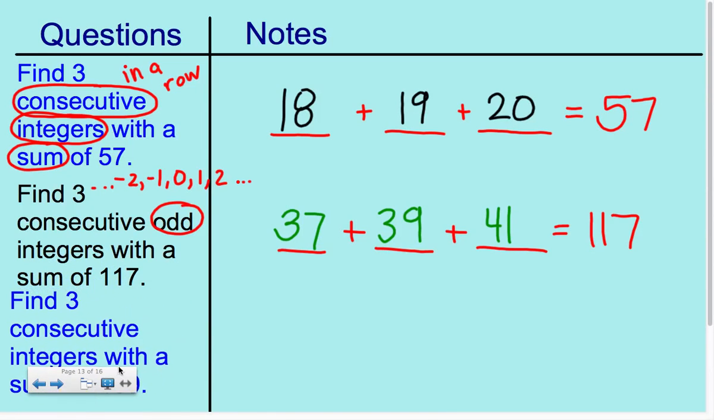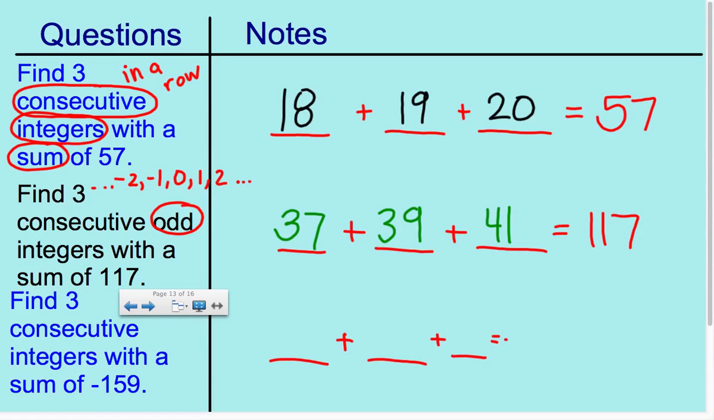Last example. Find 3 consecutive integers with a sum of -159. So we're back to just consecutive integers, no odds anymore. But this time my answer has to be negative. I think the easiest thing to do is add up numbers, make a positive 159, and then just put the negative signs in front. So let's start with, we needed 117 last time, and we started with 37, so we need to start with something bigger this time to make -159.